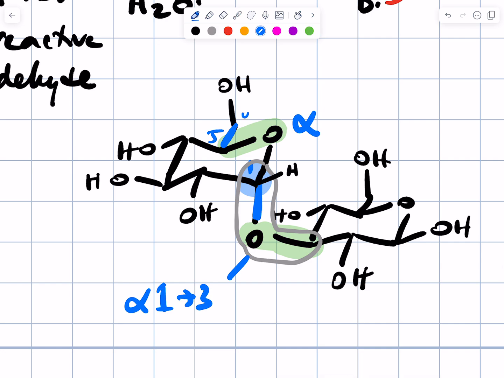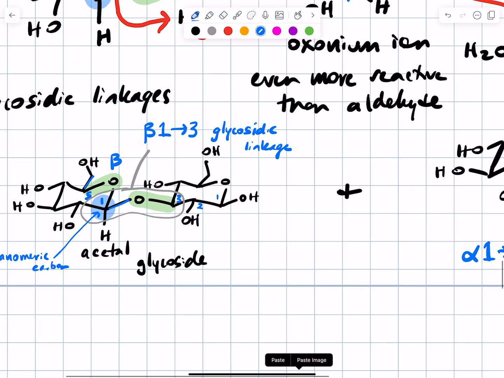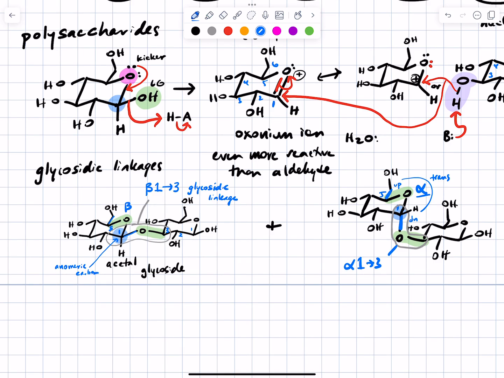The C5 group is up. The group on C1 is down. They are trans to each other, which is why we call it alpha. If they were cis to each other, as they are over here, we call it beta. Yeah? Would you want us to always draw it in the chair conformation? You don't have to draw it in the chair conformation.